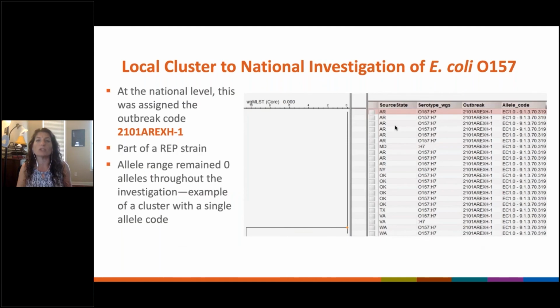Turns out this was part of a larger national outbreak investigation. We gave it an allele code. It's part of a rep strain. I will go over rep strains in just a moment. And the allele range remains 0 alleles throughout the investigation. So that just gives you an example of a cluster with a single allele code.